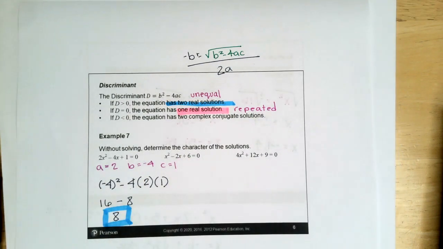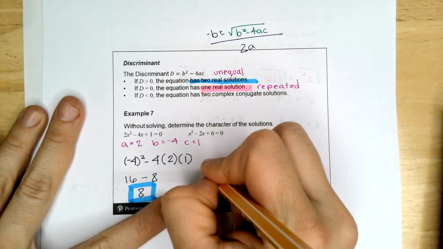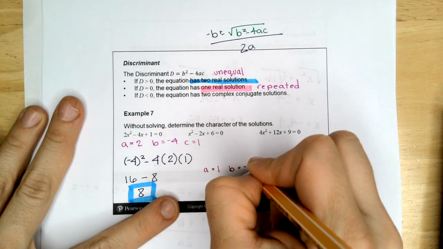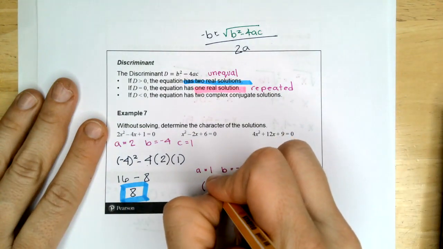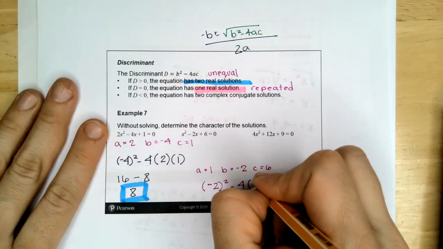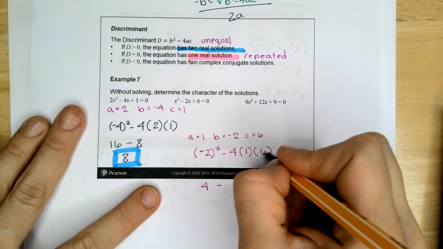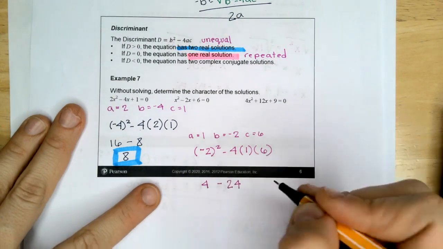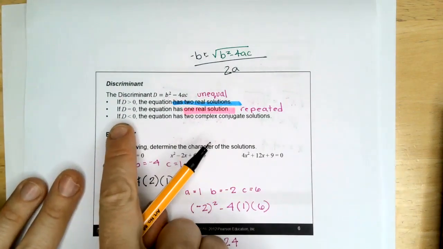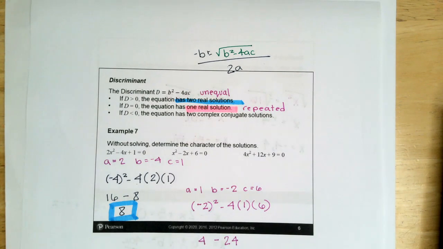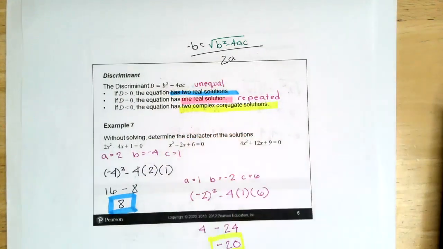Next one, same exact thing. So we have what is A, what is B, and what is C. It's already in standard form. So A is 1, B is negative 2, and C is 6. B squared minus 4AC. Negative 2 squared minus 4 times A times C. What do we think? Negative 2 squared is 4, minus 4 times 6 is already really big, right? 24. So that's a negative number. It's just negative 20. So if it's less than 0, it has two complex conjugate solutions. I would say that is this situation. This is two complex conjugate solutions.